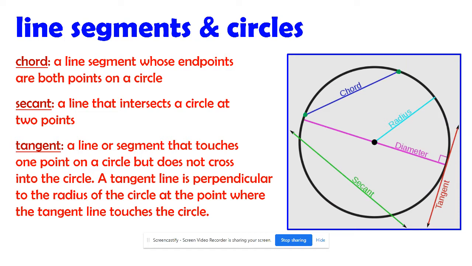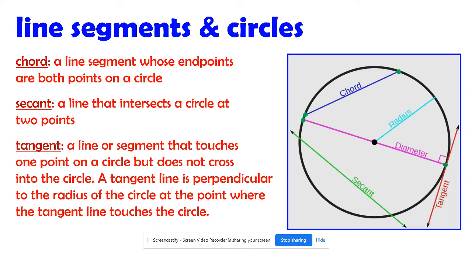So one chord that you often work with is the diameter. The diameter of a circle is technically a chord because its endpoints are both on the circle. But a chord doesn't have to be the diameter. It can be any line segment that goes from one point on the circle to another point on the circle.